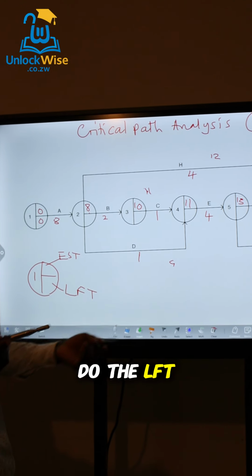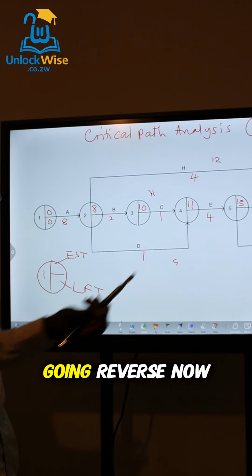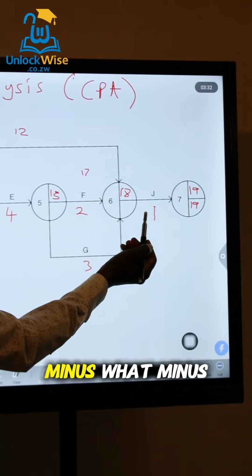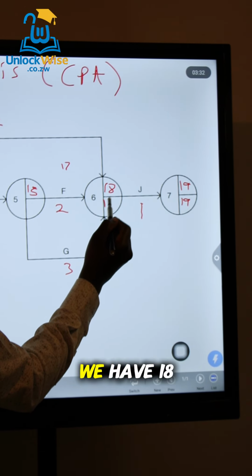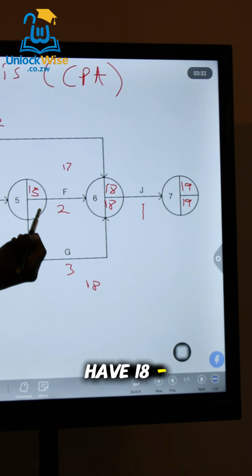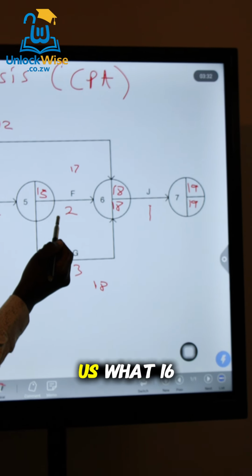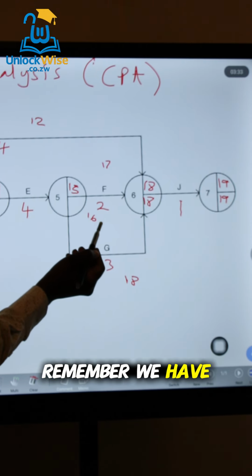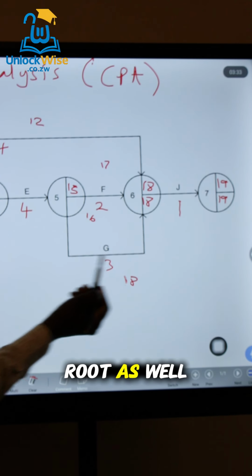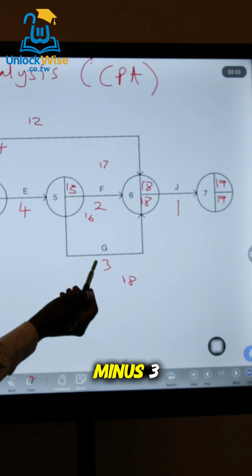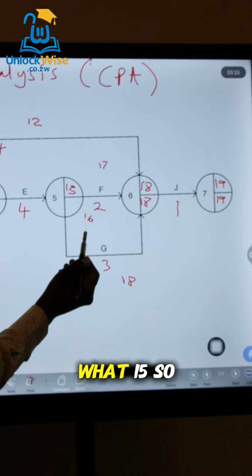Then to do the LFT, we are subtracting. So we are going in reverse now. So here we're coming, and then we're saying 19 minus what? Minus 1, we have 18. Okay? Then we have 18 minus 2, which gives us what? 16. But we're not going to quickly write 16 there because remember we have two roots coming in here. We have this root as well that is coming into this node. So we're going to also say 18 minus what? Minus 3, which gives us what?